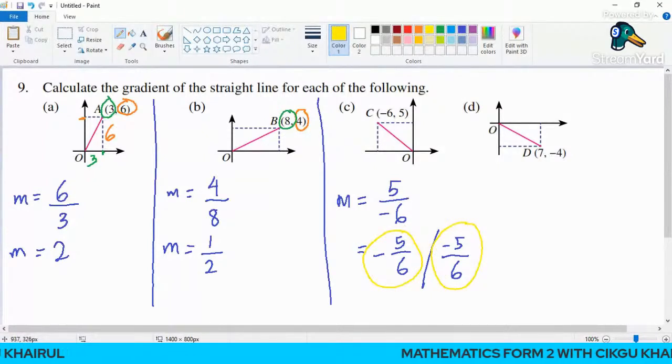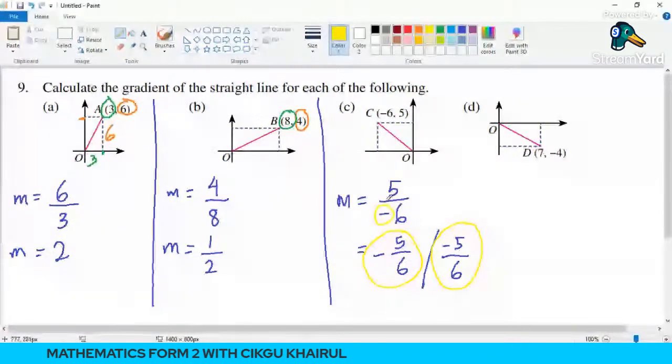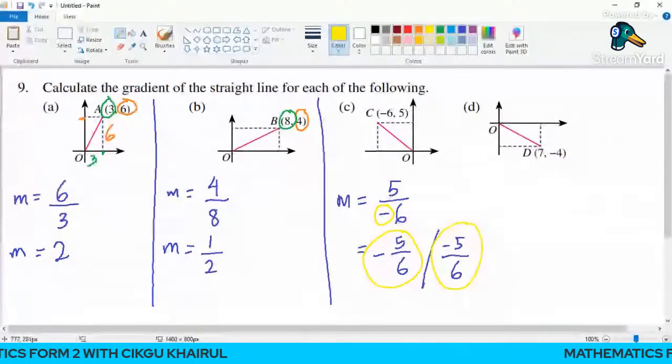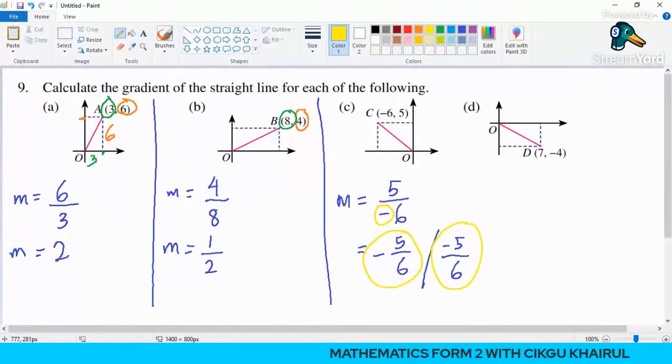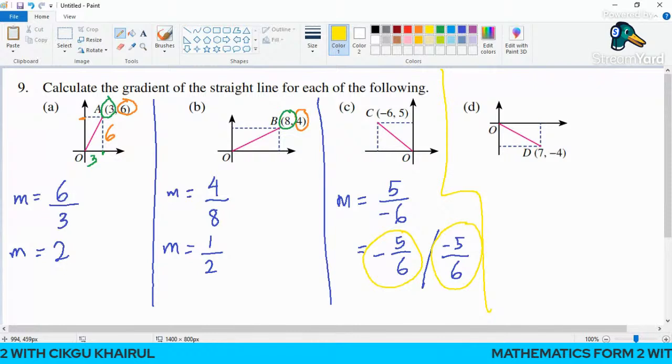So this is what we call the simplest form. Do not write negative in the denominator, the below part, as your final answer. Okay. Next, we go to question D.